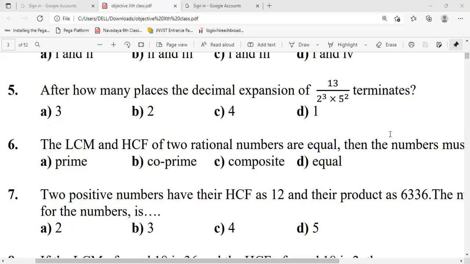Now, next: after how many places will the decimal expansion of 13 by 2 cube and 5 square terminate? I said it is a terminating decimal because the denominator contains only 2 and 5. That's why they said already terminating. But how many decimal places it will take depends on which power is higher in the denominator, 2's power or 5's power. After that many places it will terminate. So here 2's power is higher, that is 3. So after the decimal we have three digits.